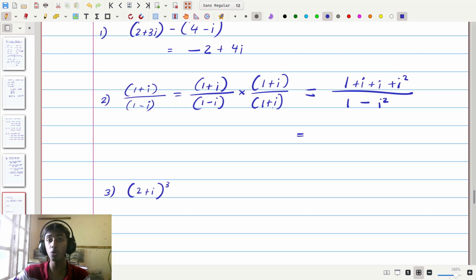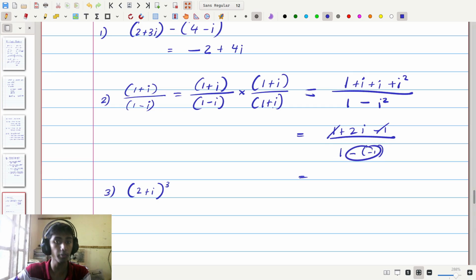Now simplifying this down, we know that i squared is equal to -1. If we substitute that in, we can see we have 1 - (-1) on the denominator, and on top we have 1 + 2i - 1. Simplifying this down, the +1 and the -1 cancel on top, and on the denominator the minus and minus cancel to give us +1, and 1 + 1 is 2. So we have 2i on the top and 2 on the bottom, which gives us just i. Meaning that if we do (1 + i) divided by (1 - i), the answer we get is just i.